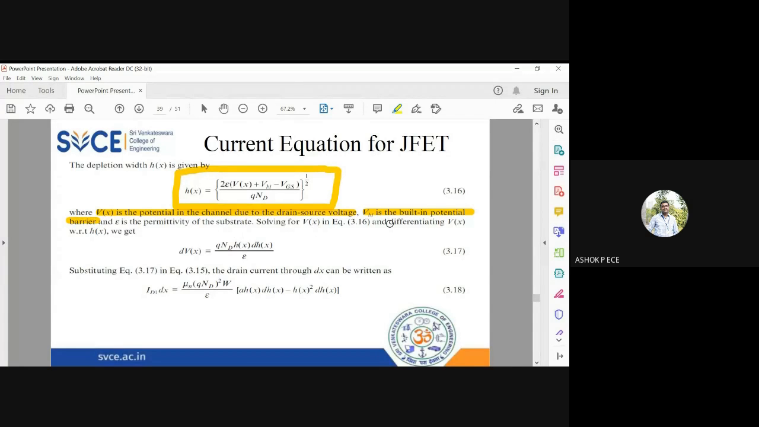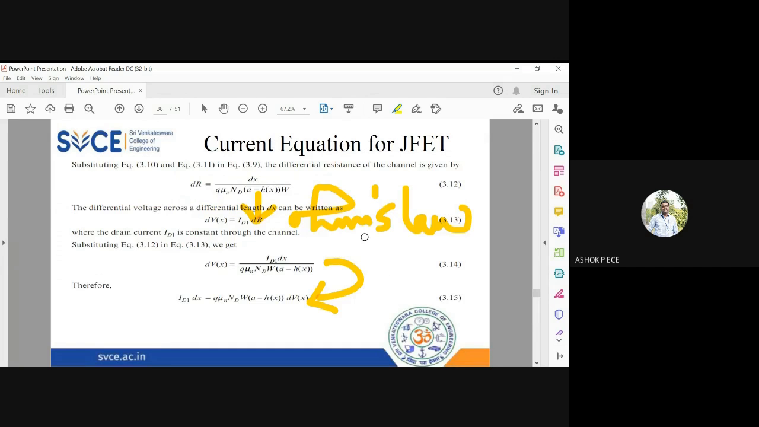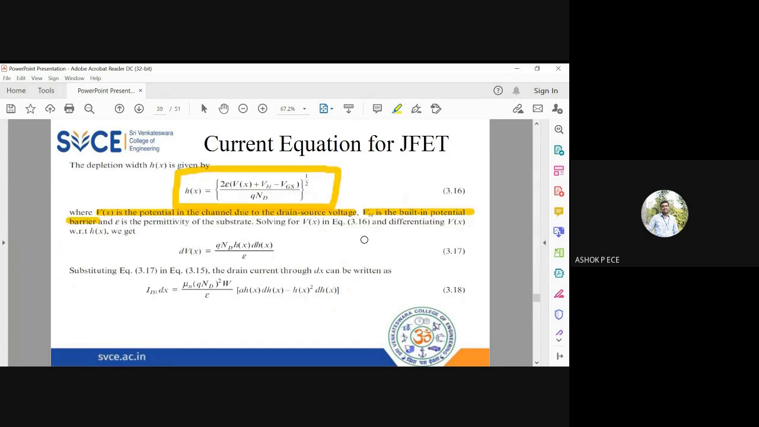Now when you solve this for V of x in equation 3.16 and differentiate V of x with respect to x, if I do that, I'll get dV of x equal to q ND h of x d h of x by epsilon. Okay, I'm going to get this equation.